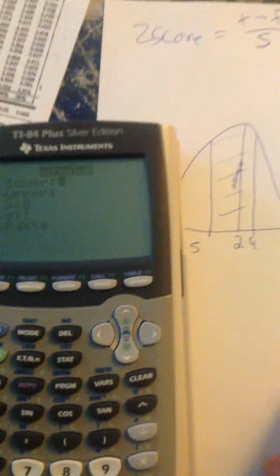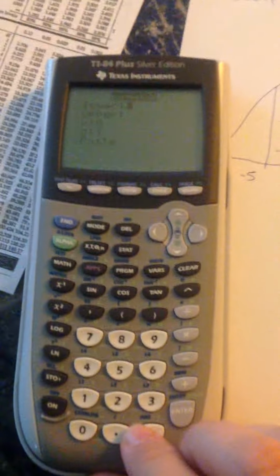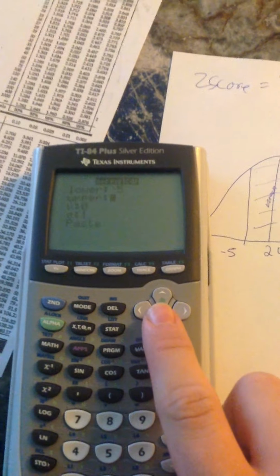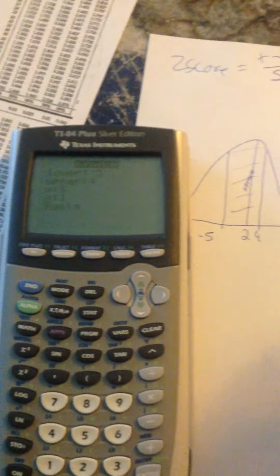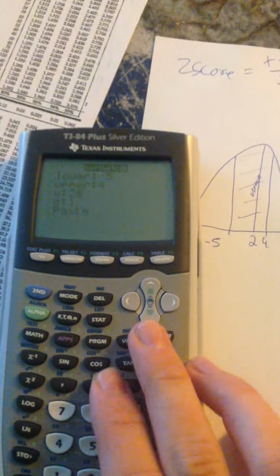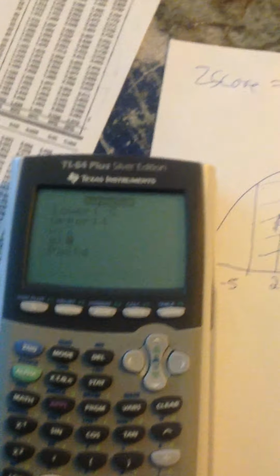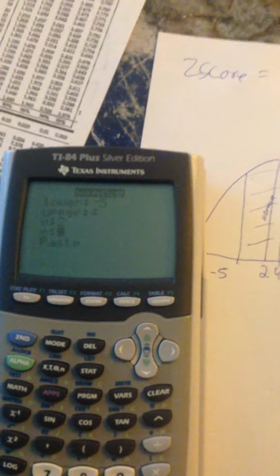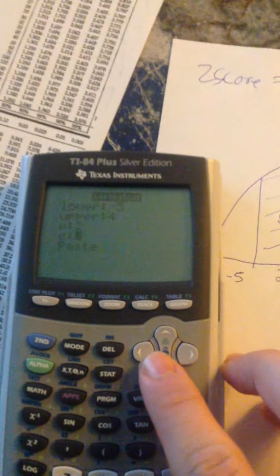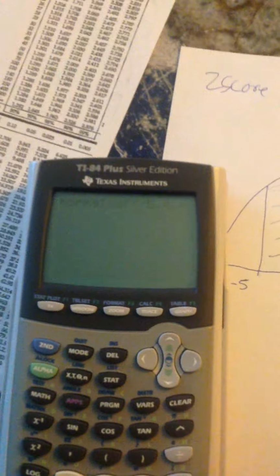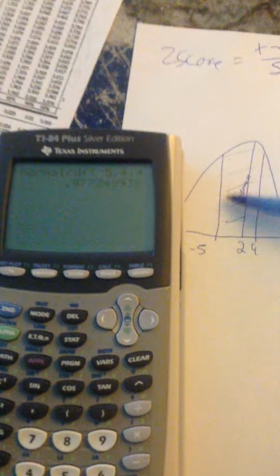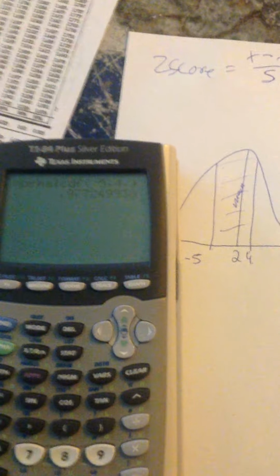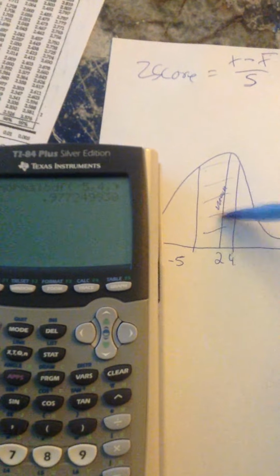So you clear that. For the lower, we're at -5. The upper is going to be 4. The mu, or the mean, is going to be 2. Okay? This little O that kind of looks like that O thing, that is your standard deviation. As I said, just assume it's a 1. Click on paste, press enter again, and it gives you that number. That number is the area underneath this, in this segment. Okay? So 0.977. That is this area, the shaded part.